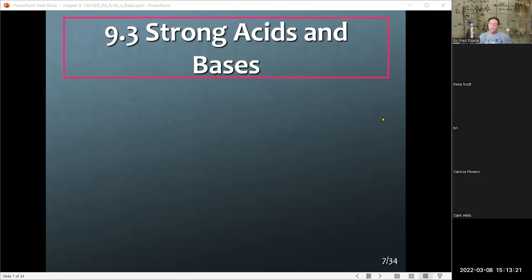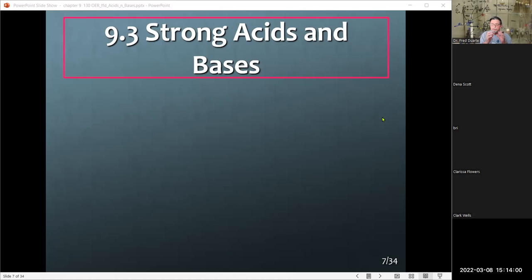Now, with respect to strength, we have such a thing as strong acids and strong bases. Here's the key: this is defined as a strong acid, and this is defined as a weak acid. How we define a strong acid or a weak acid, and a strong base or a weak base, is by the quantity of ions that go into solution when you take either the acid or the base and put it in an aqueous solution.